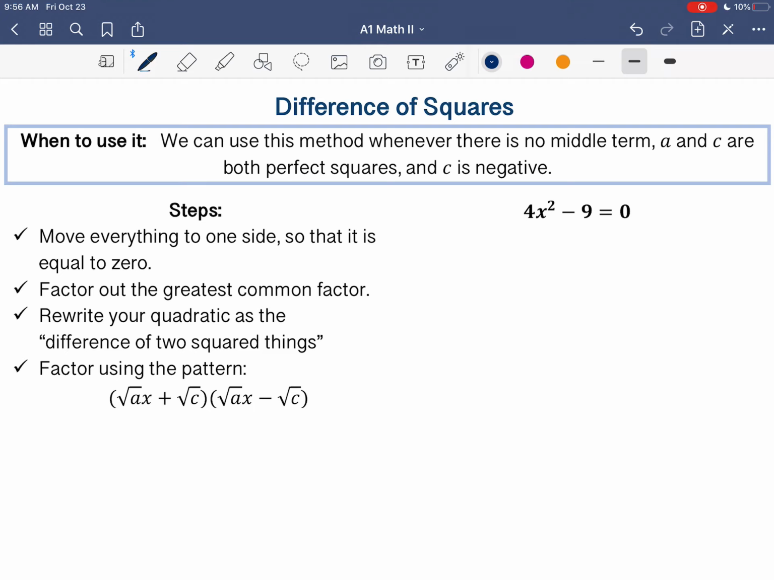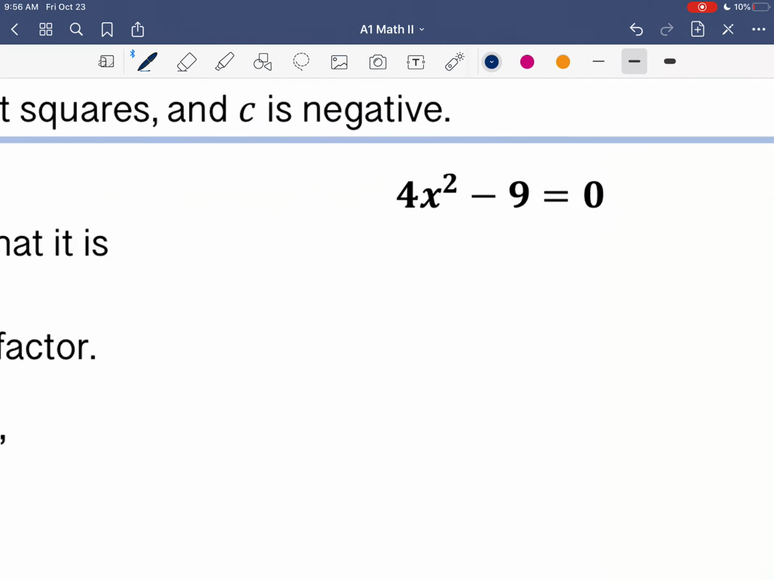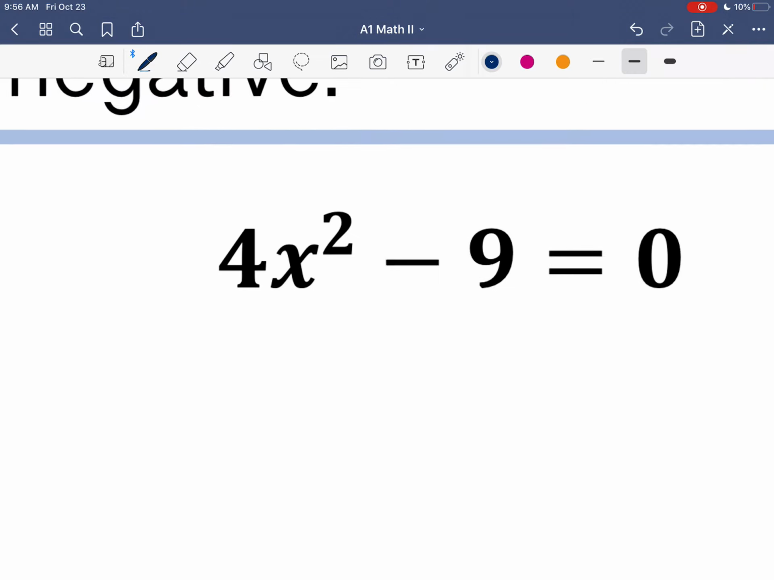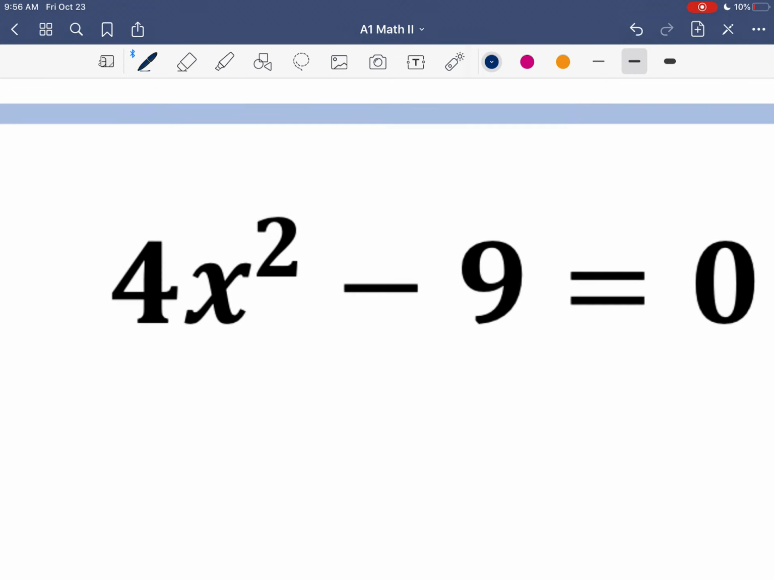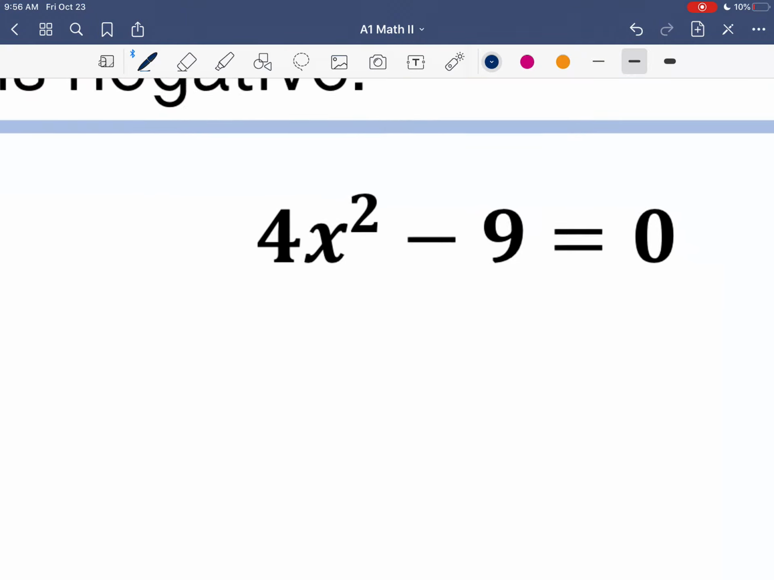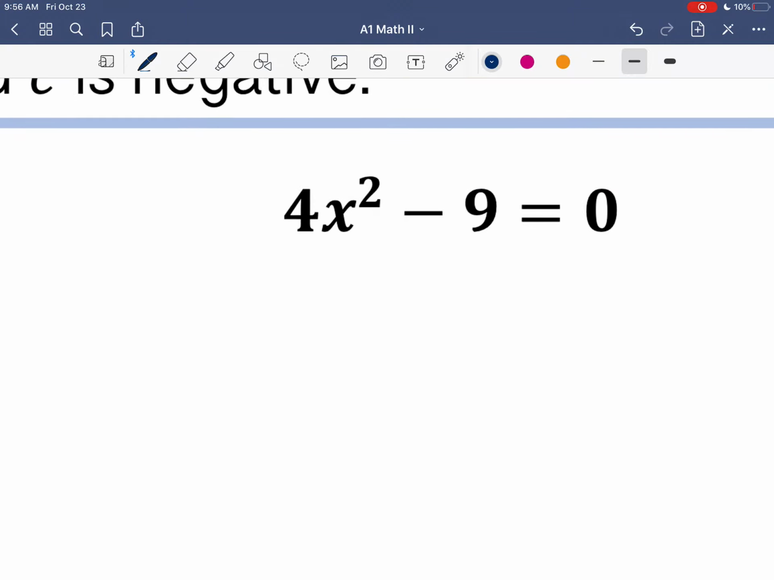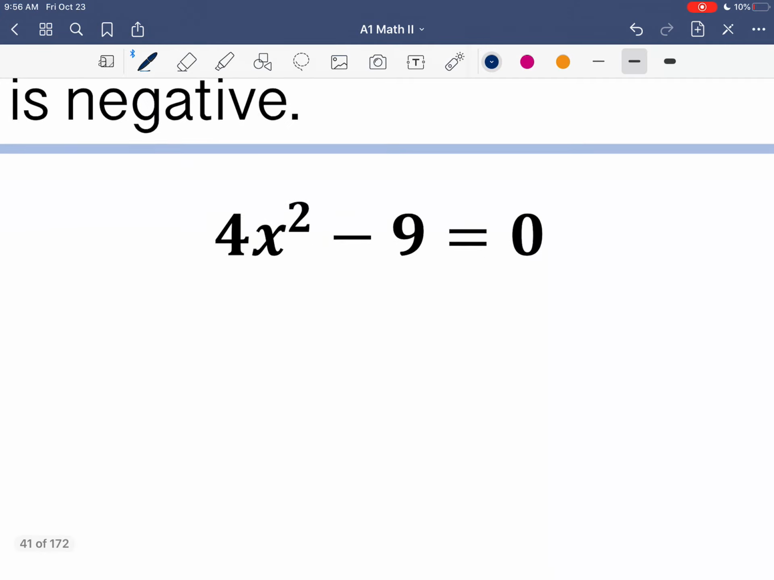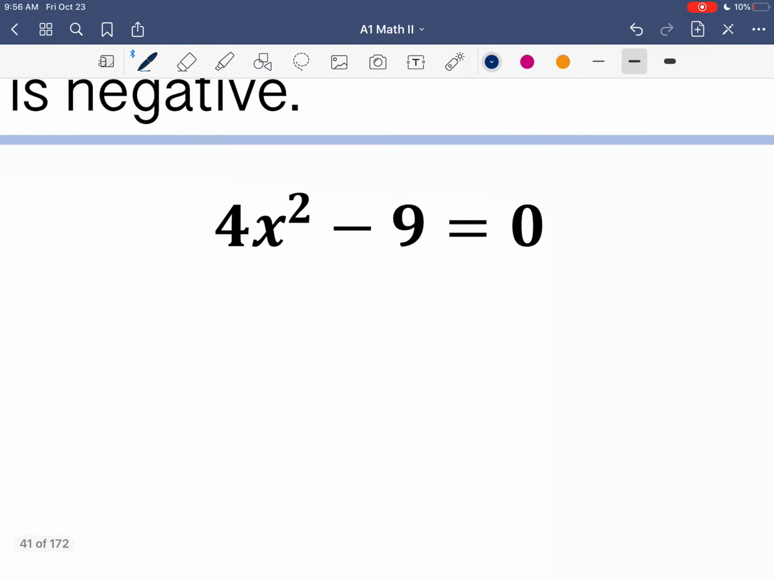Difference of squares is what it sounds like. You can only use this when you have a difference, which means subtraction, particularly and only subtraction, and both of the things are squares. What we mean by squares is things that you can square root nicely, or things that you can write as something squared. So 9 is 3 squared, and 4x squared is, actually, I'll do this first.